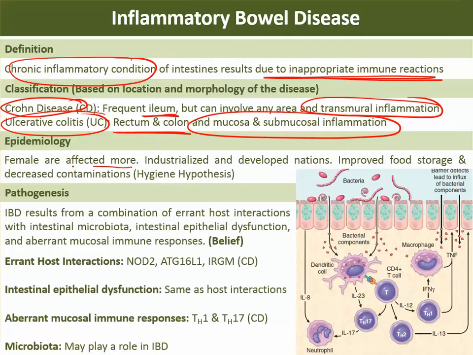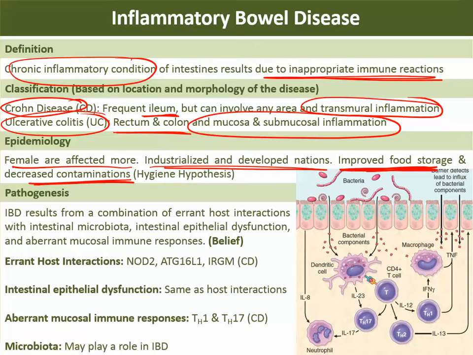Females are affected more, and it is very common in the industrialized and developed countries. It's very common in the US and the Western countries. Now it is coming in the Middle East as well as in the South Asian countries. People are telling hypothesis that it is due to improved food storage and decreased contamination. Actually, that looks good for us. We have less contaminated food.